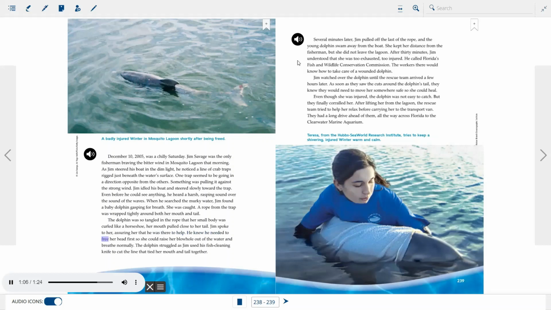He knew he needed to free her head first, so she could raise her blowhole out of the water and breathe normally. The dolphin struggled as Jim used his fish-cleaning knife to cut the line that tied her mouth and tail together. A badly injured Winter in Mosquito Lagoon shortly after being freed.